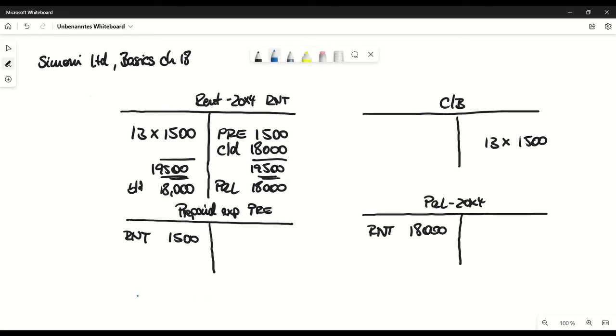In the next accounting period, the company will prepare a rent account for 2005 and makes a debit entry for the rent for January 2005. The reference is prepaid expenses.